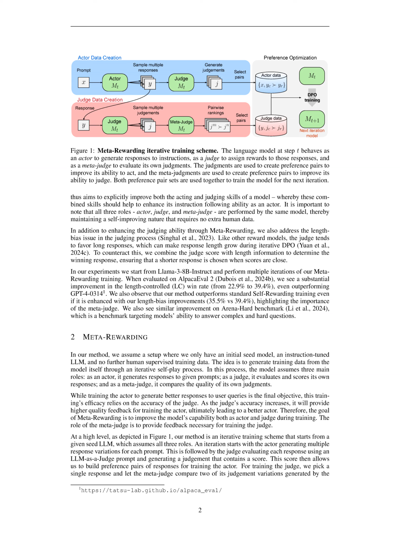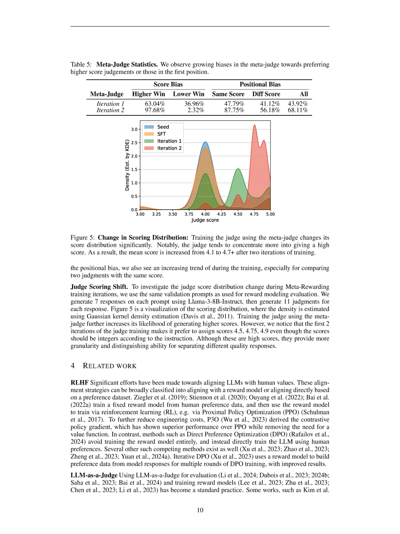Following this, the meta-judge compares the judgments made by the judge, utilizing a pairwise evaluation mechanism to determine which judgment is superior, thus generating preference pairs of judgments. This process allows the model to create training data for both the actor and the judge, enhancing their respective abilities. Finally, preference optimization is applied to the collected data using direct policy optimization, DPO, iteratively refining the model's performance in both acting and judging roles.